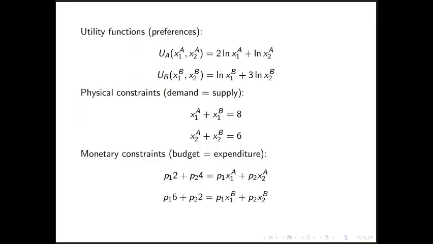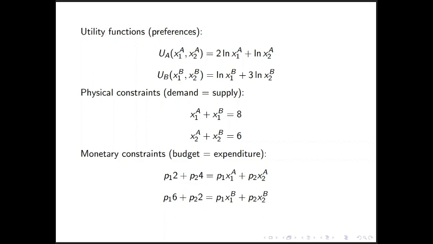We have two players that I call A and B, and we have two goods, 1 and 2. To define the model, we need six equations. The first two are the utility functions, and they tell you the utility that each player obtains from his share of the consumption. Then we have the physical constraints. There's a maximum amount of each good. In this case, I've set them to 8 and 6 units.